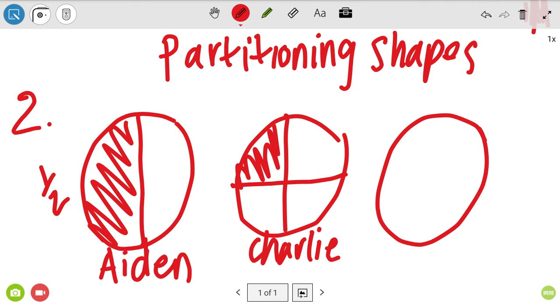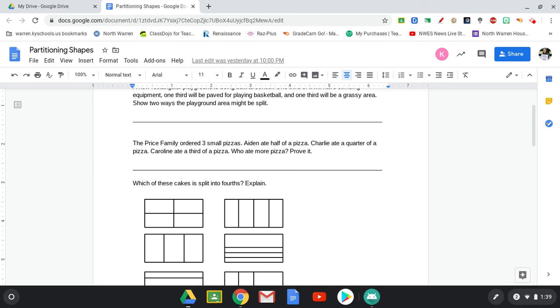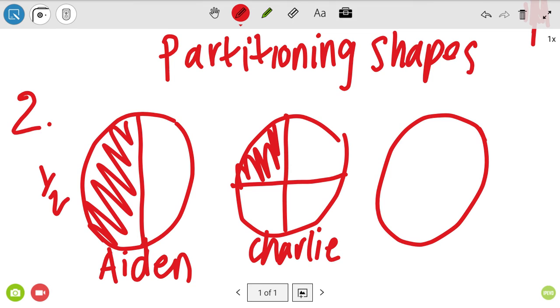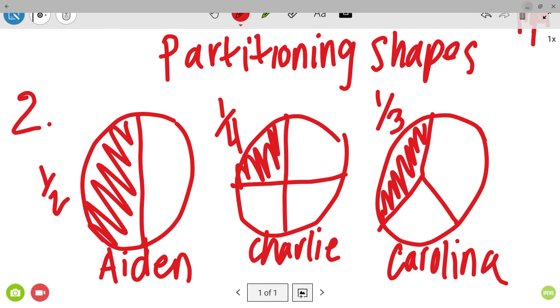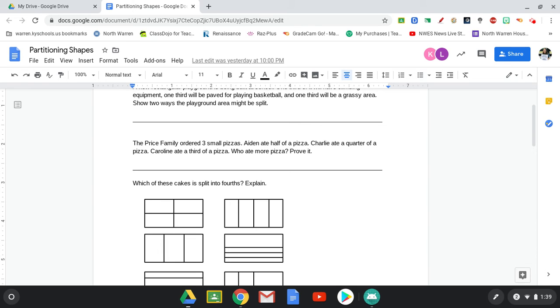Charlie. And then our last friend, Caroline, ate 1/3 of a pizza. So we'll split this into thirds. Remember, we need to do that upside down Y. And she ate 1/3. So Charlie ate 1/4. Caroline ate 1/3. So that's the first part of the question. The second part says, prove it. Who ate more pizza, and prove it.